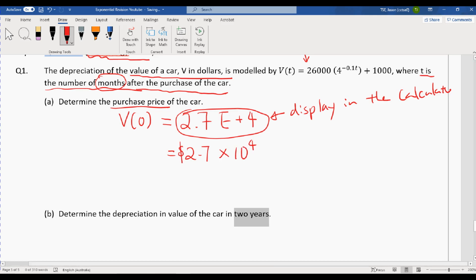This one actually means 27 times 10 to the power 4, so that's scientific notation. You know what I mean? You just move the decimal point to the right by 4 units. That means $27,000. Good. So that's how we find the purchase value of the car.